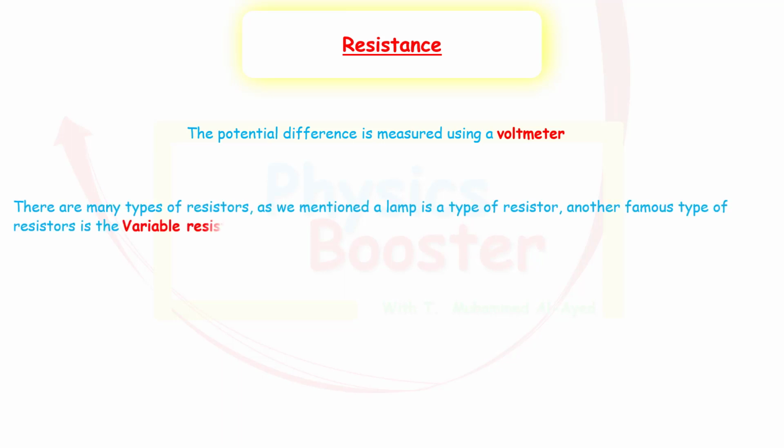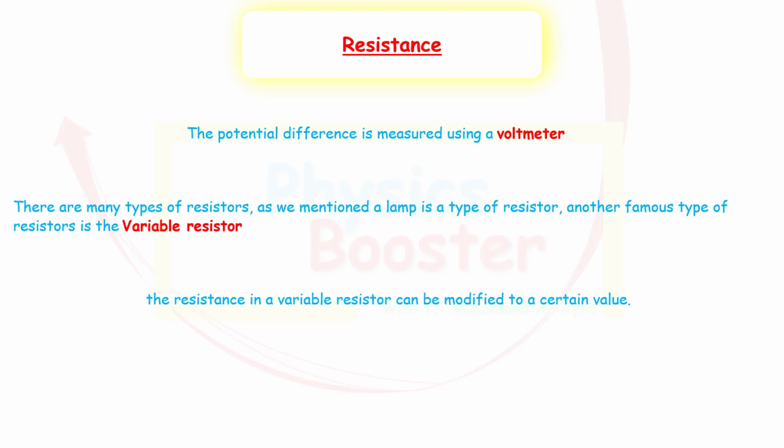There are many types of resistors. As we mentioned, a lamp is a type of resistor. Another very famous type of resistor is called the variable resistor. It is a resistor that can be modified to a certain value. So we can increase the resistance inside a variable resistor, or we can reduce it. As an example, the computer volume control is actually a variable resistor.